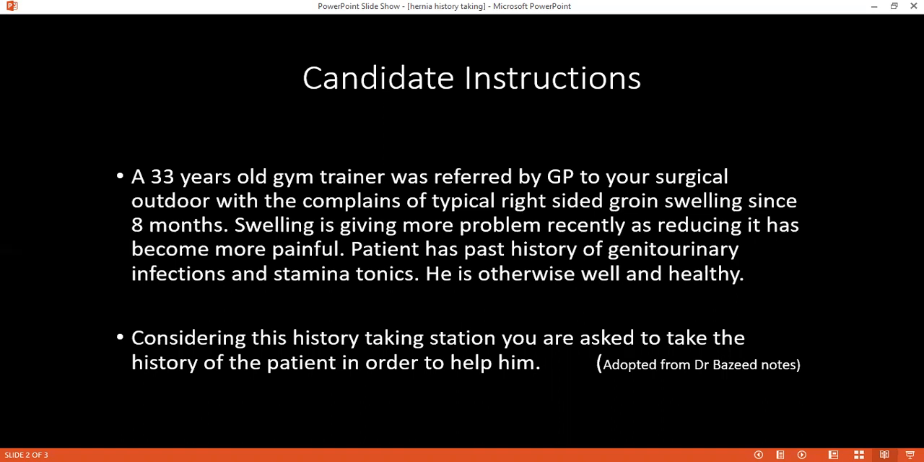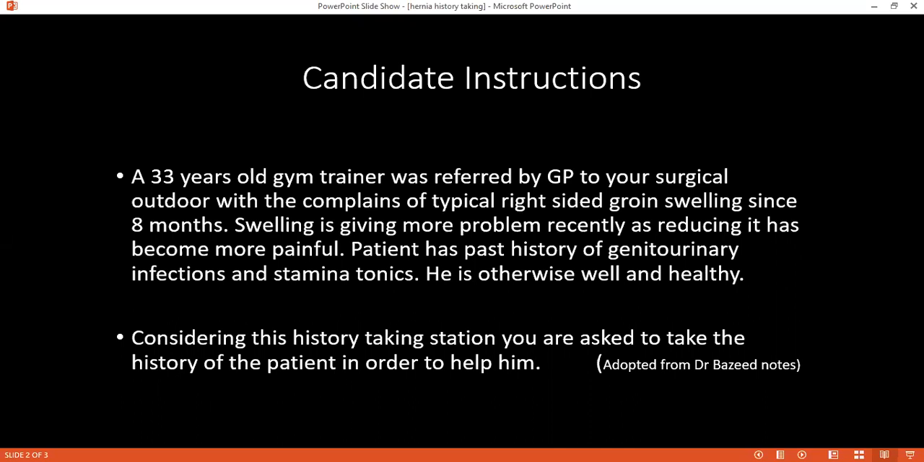Okay. I have this problem with the right side of my groin. I noticed the swelling there for about 8 months now, and currently it's becoming more painful. Sorry to hear about that. Do I offer you some painkiller? Or do you want me to do something, or shall I proceed? No, you can proceed. I think I should be able to cope with it.